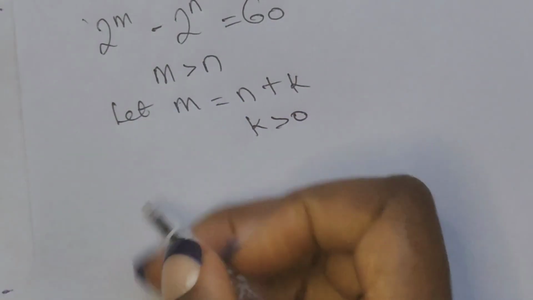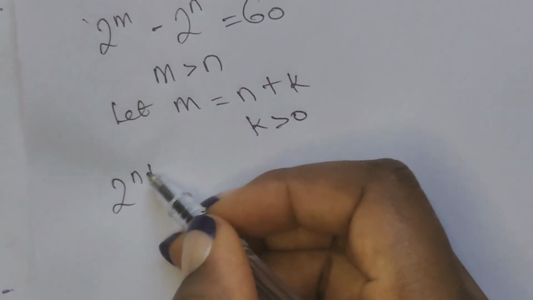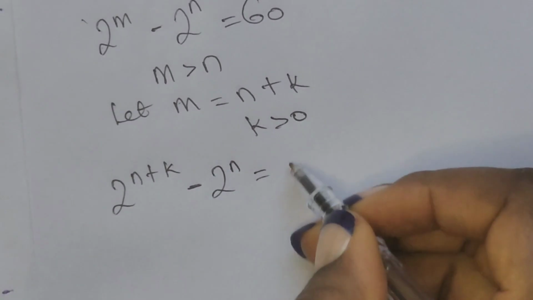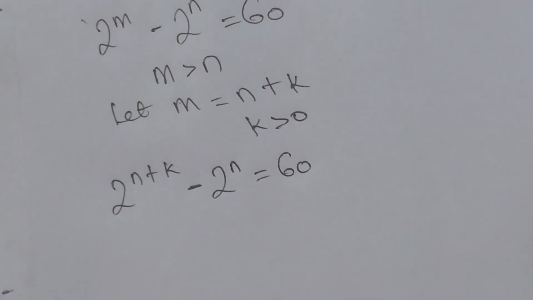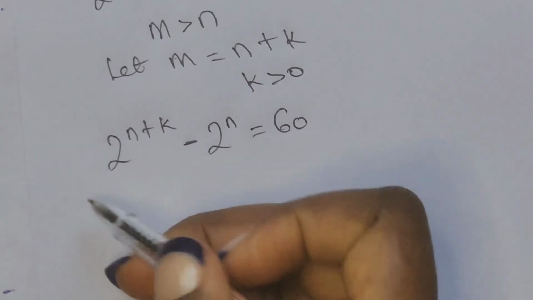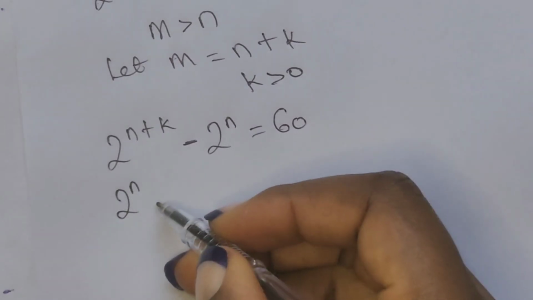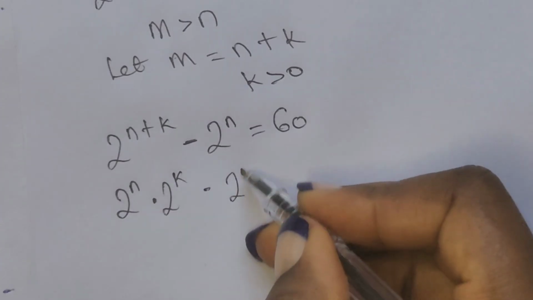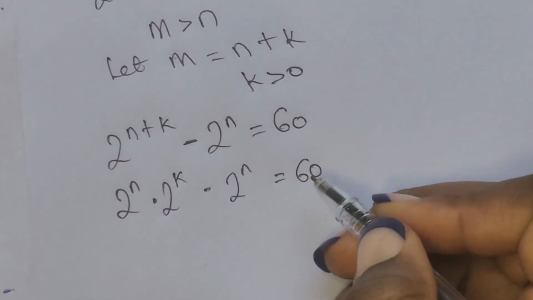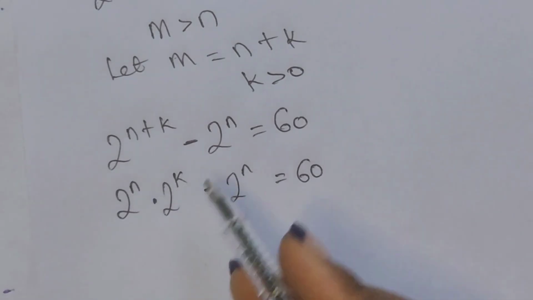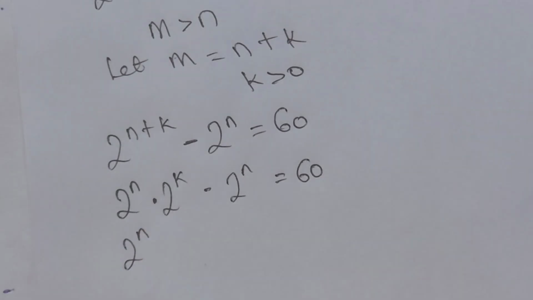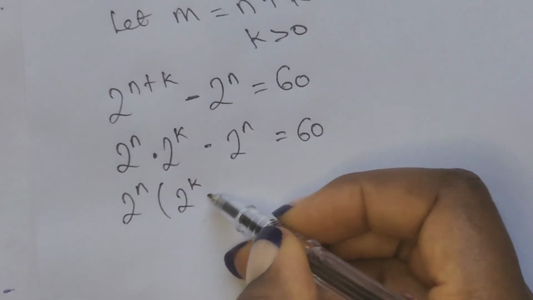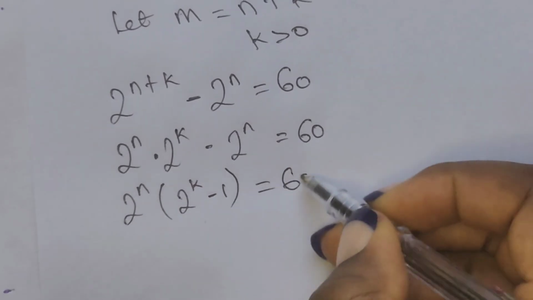So this equation becomes 2 to the power of n plus k minus 2 to the power of n all equal to 60. So applying the index law, since it's adding, this is the same as 2 to the power of n times 2 to the power of k minus 2 to the power of n all equal to 60. So we'll factor out 2 to the power of n. We have 2 to the power of n times 2 to the power of k minus 1 all equal to 60.